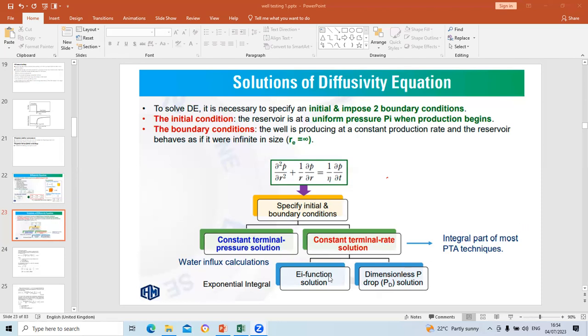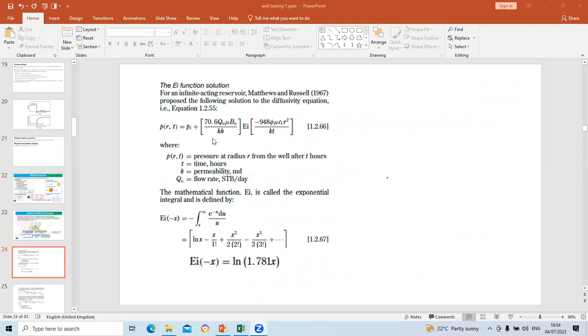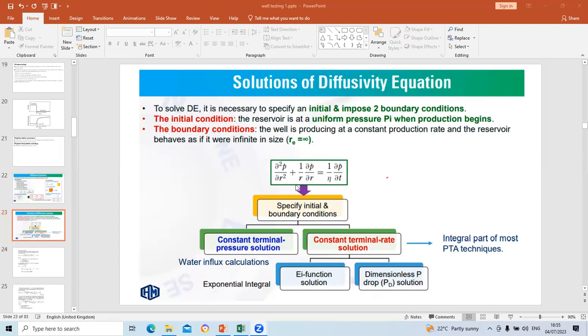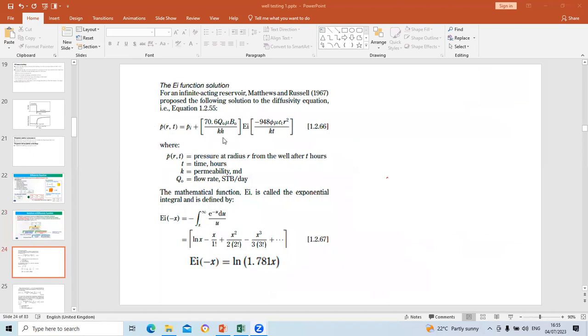In this case, we can talk of the Ei-function solution or the dimensionless pressure drop solution. We are not going to lay our emphasis on the dimensionless pressure drop solution. We are going to talk about the Ei-function solution. So when this equation is solved, it gives us this particular equation, which we call the Ei-function solution of the diffusivity equation. We are not going to bother ourselves so much on the equation. That's the general equation of it, but we are going to use the simplified form.